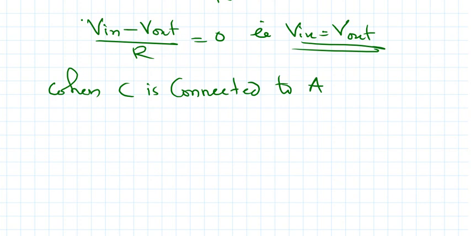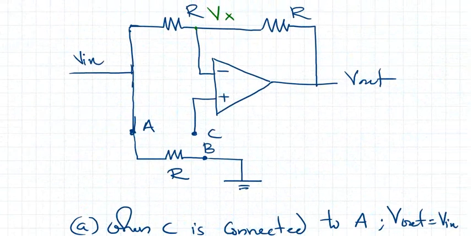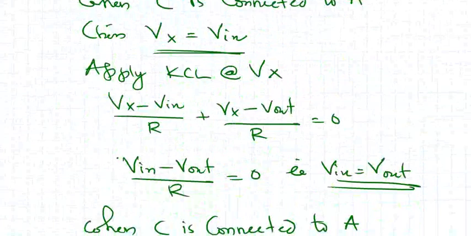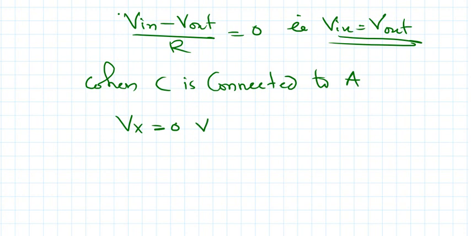When C is connected to A, what is Vx? Vx is equal to 0 voltage, because B is connected to ground. Vx is equal to 0 voltage, not A, this is B. Because B is grounded, Vx is 0 voltage.